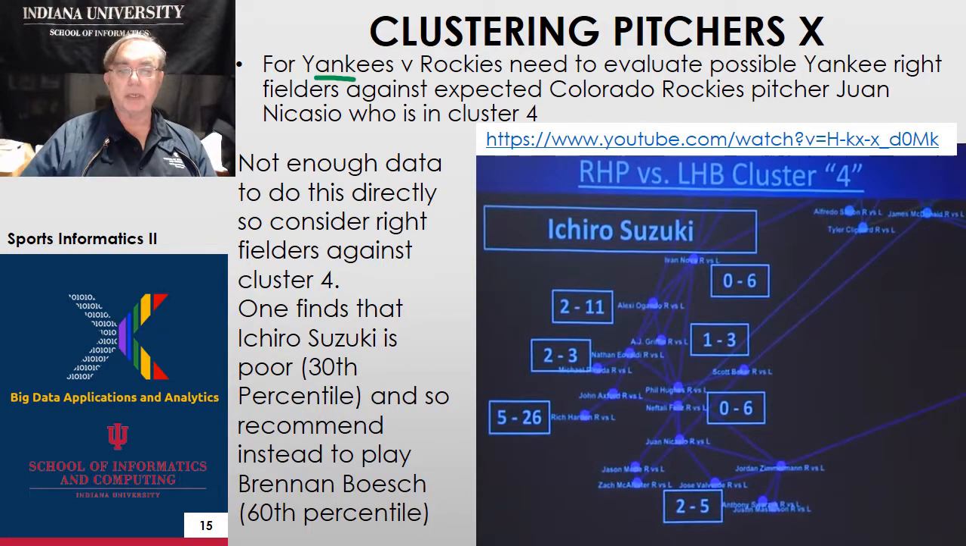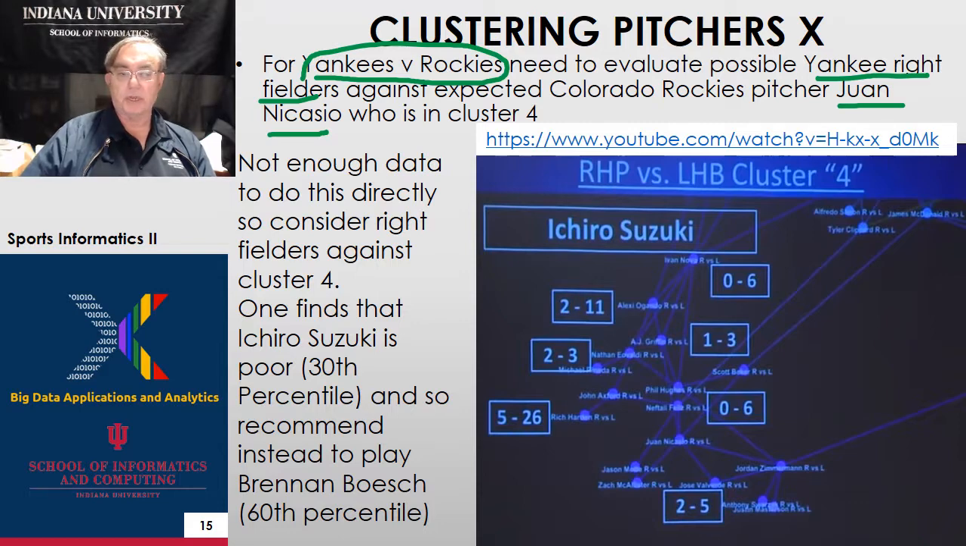So they looked at the particular example of the Yankees versus the Rockies, and you wanted to choose which Yankee right fielders to put in the team, and you knew you were going to face a particular pitcher as the starting pitcher in this game. And this pitcher was in one of that cluster which we were just looking at.